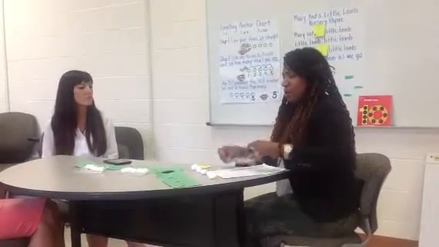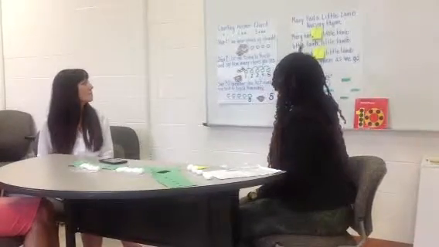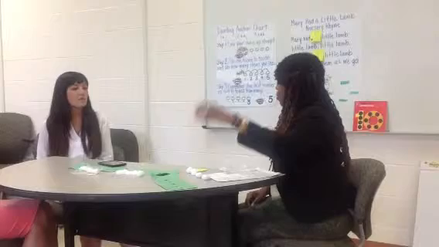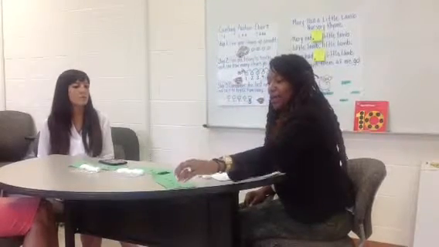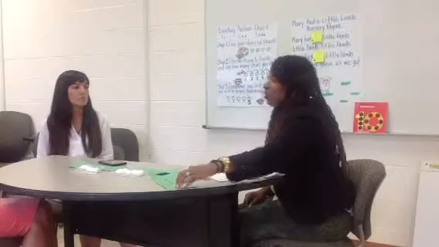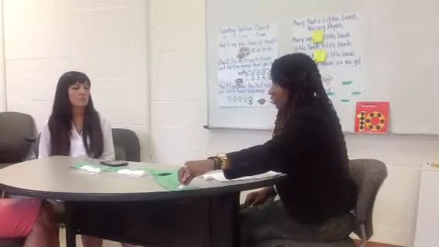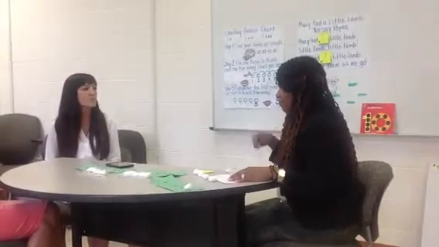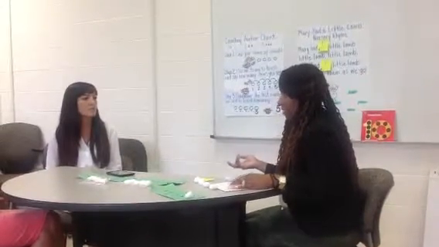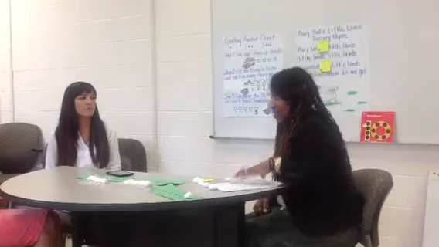And whenever you hear me call out a number, Mary had one little lamb, you hold up one little lamb, and you place that little lamb onto your green construction paper that represents grass. And then we're going to see how many more little lambs Mary has. Is everybody good? All right.